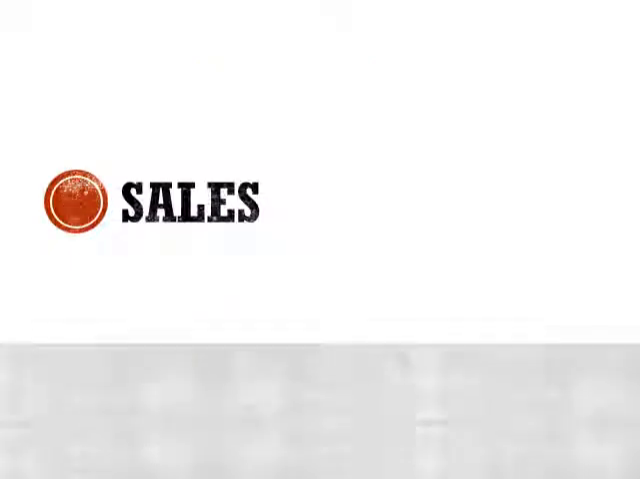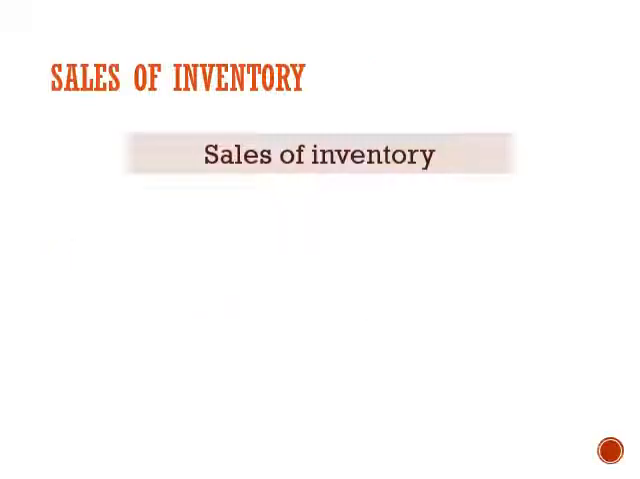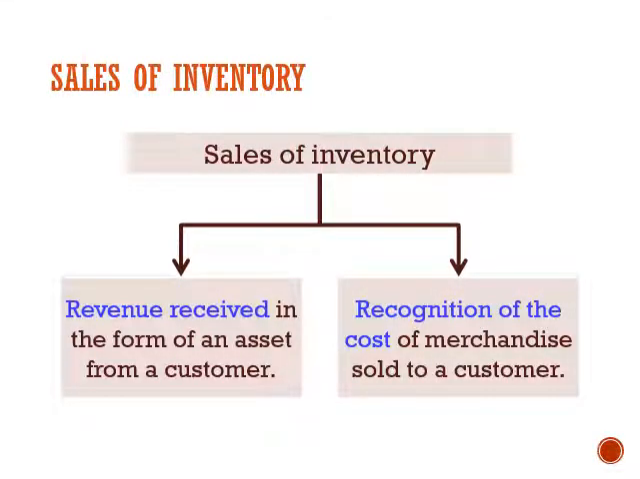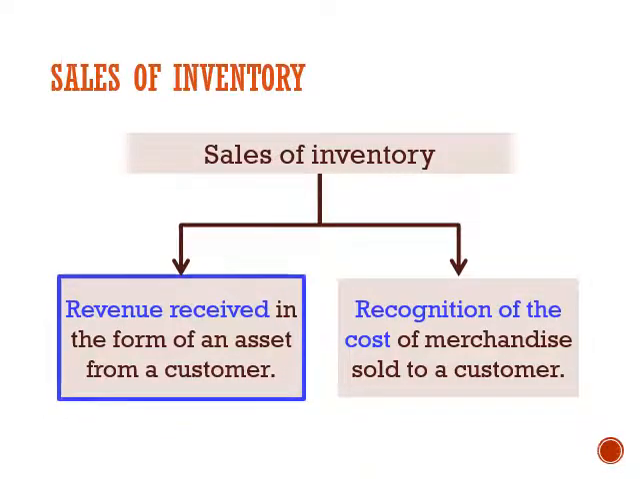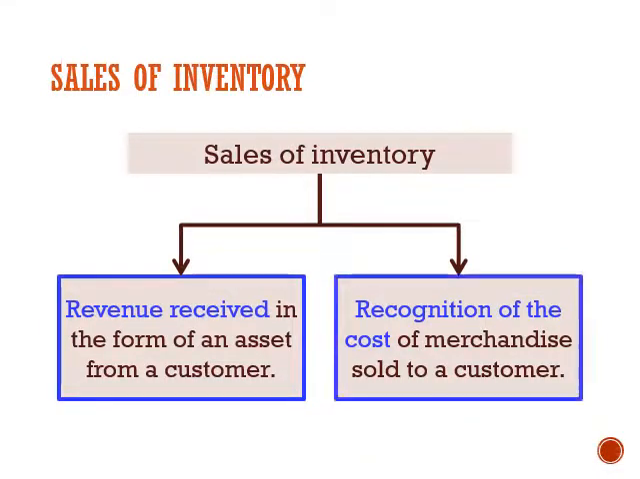Let's move on to sales. For sales of inventory, each sales transaction for a seller of goods involves two parts. First, revenue received in the form of an asset from a customer, either cash or accounts receivable. And then recognition of the cost of goods sold to a customer.